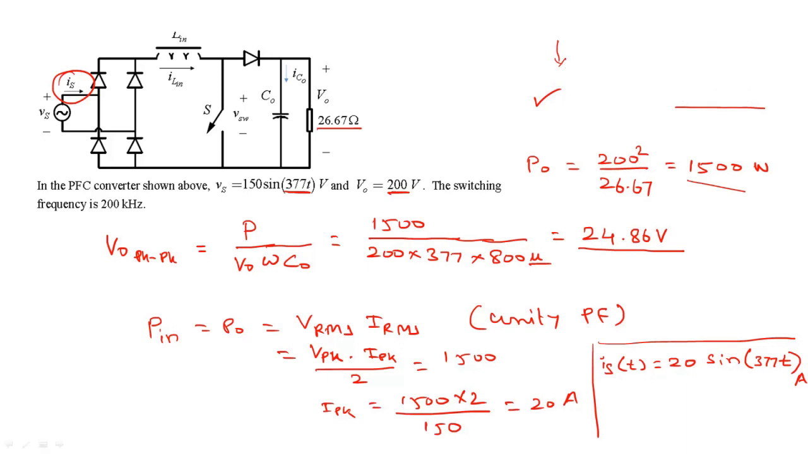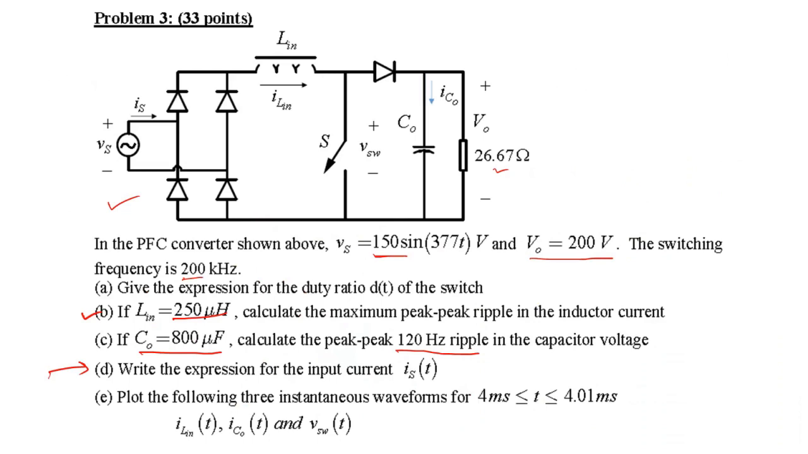Okay, so then the final part, which is part E, is to draw 3 different waveforms, and these are required at the switching frequency detail, because the duration for which we're going to draw these waveforms is between 4 milliseconds and 4.01 milliseconds, or a total duration of 10 microseconds. Our switching frequency is 200 kilohertz, or a switching period of 5 microseconds. So we're going to draw 2 switching period waveforms for these 3 quantities: the inductor current, the capacitor current, and the switch voltage.